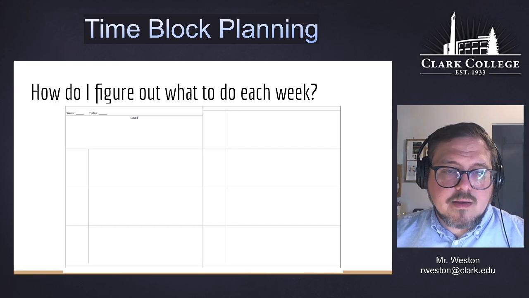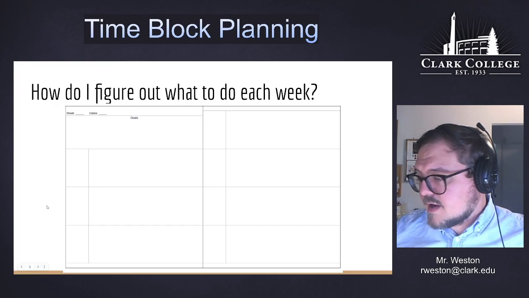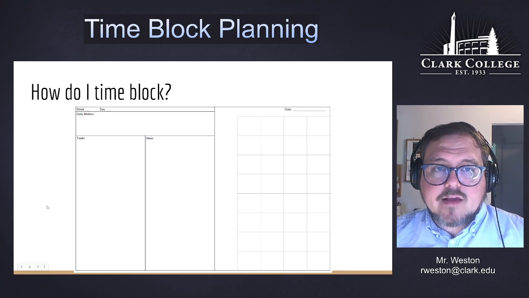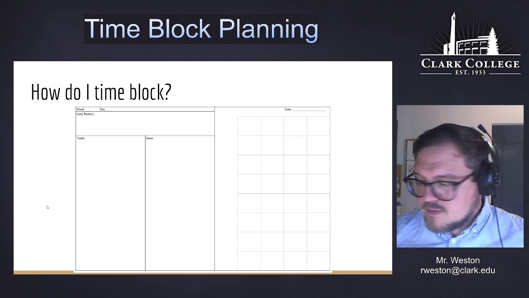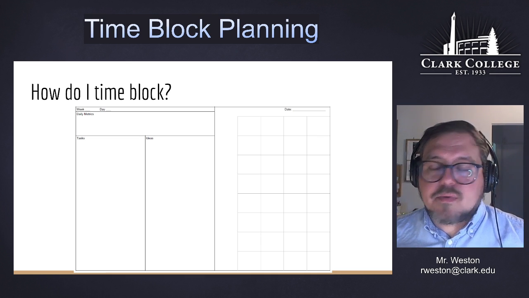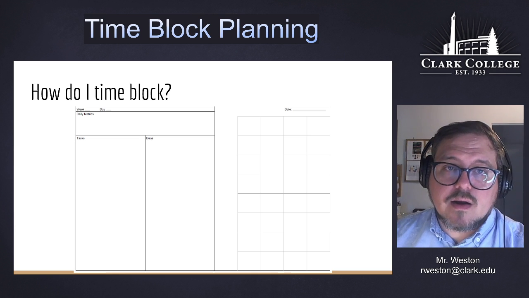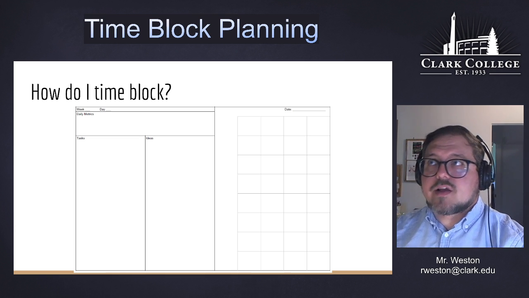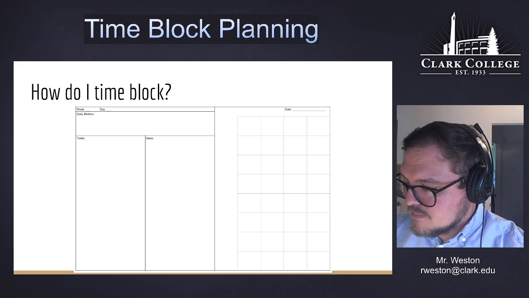Going back, so that's kind of the weekly overview. The next is really the daily schedule. And with the daily scheduler, we're going back and forth between our weekly schedule and our daily schedule to figure out what exactly I have to get done and when.